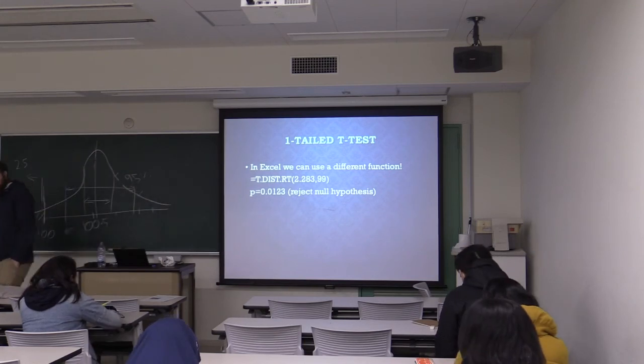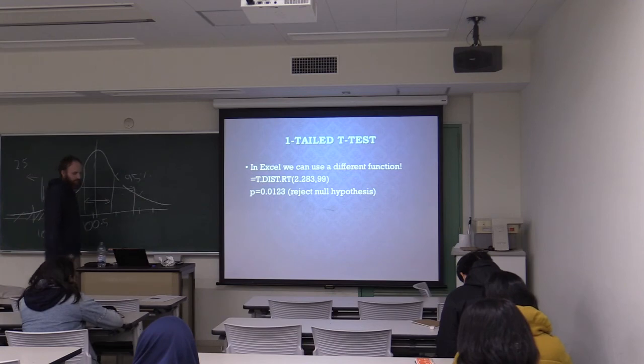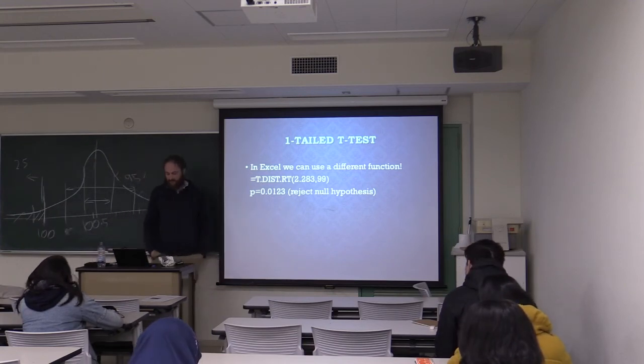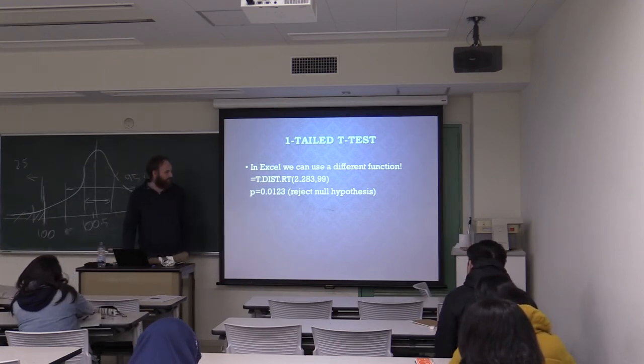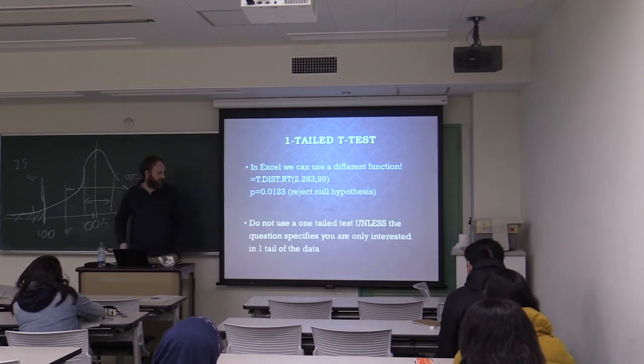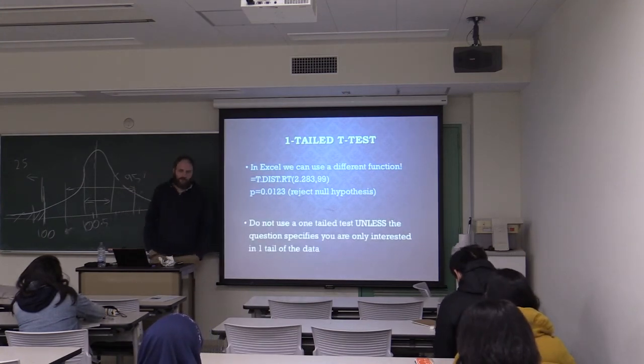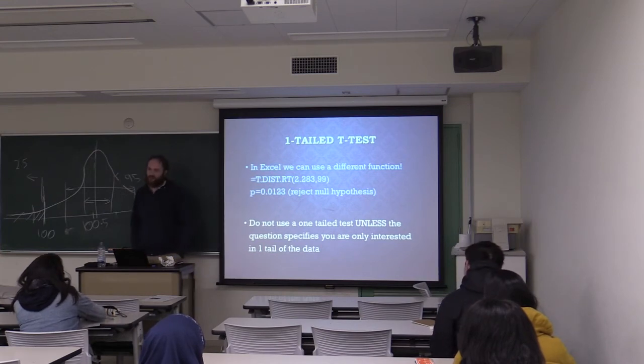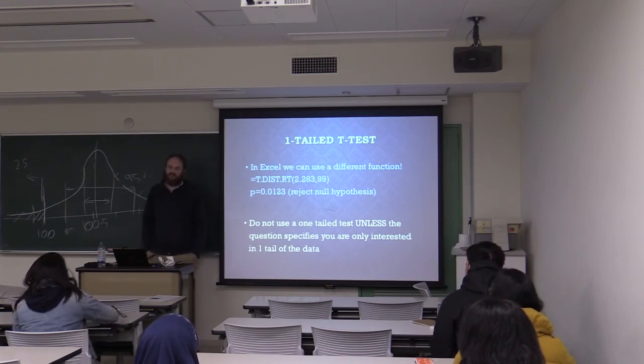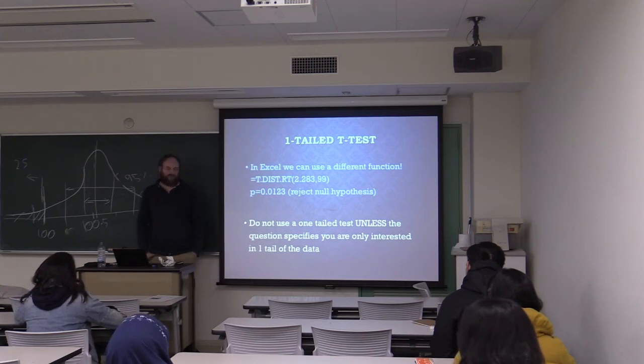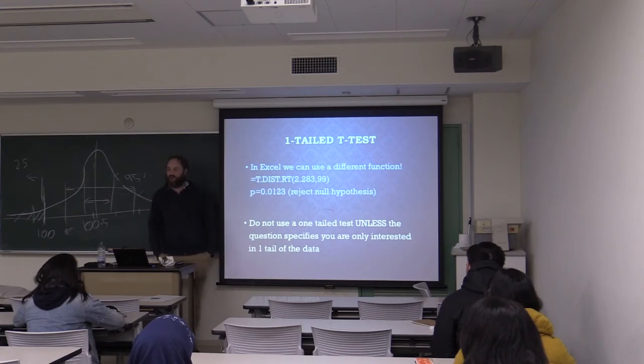Now, I don't want to go through the logic and the mechanics of this too much because it's going to take a lot of time. We don't want to spend that time, and I don't think it's very important. But what I actually want to do is give you a caution. The p-value for the two-tailed test was 0.025. The p-value for this is 0.01. 0.01 is smaller. Wow, that's great.